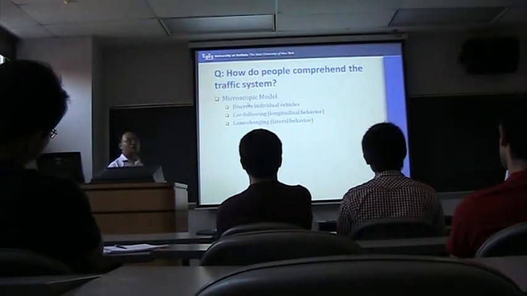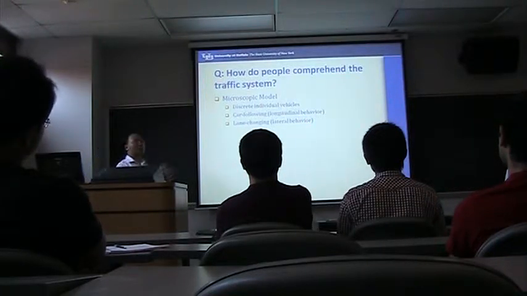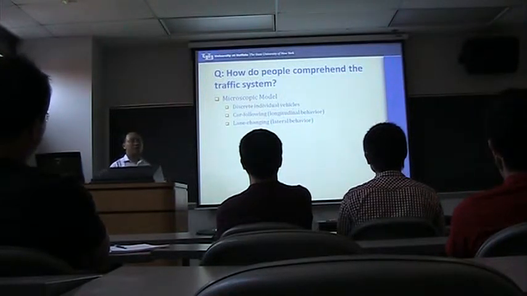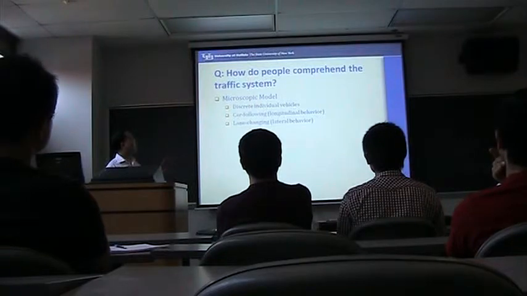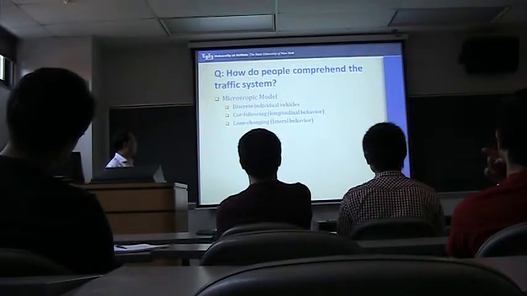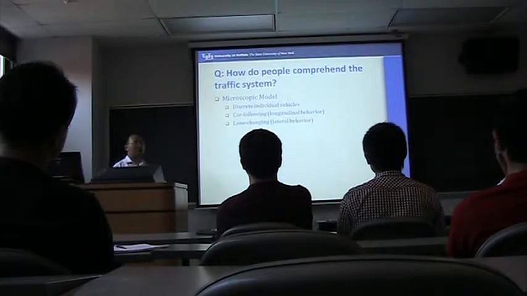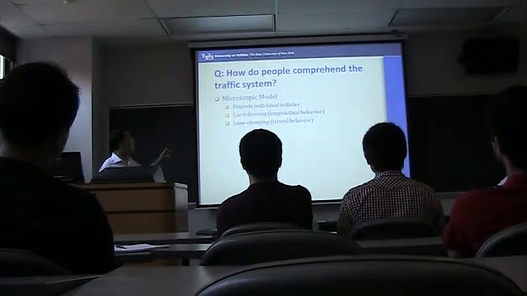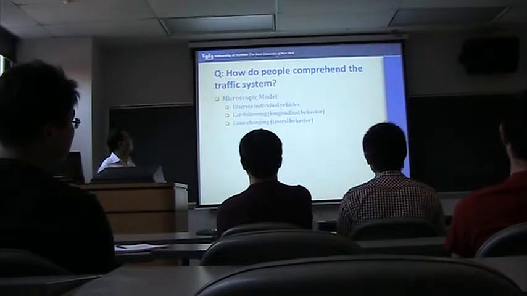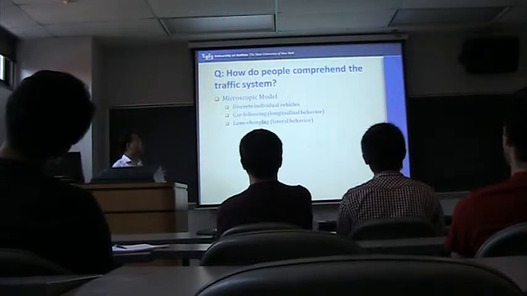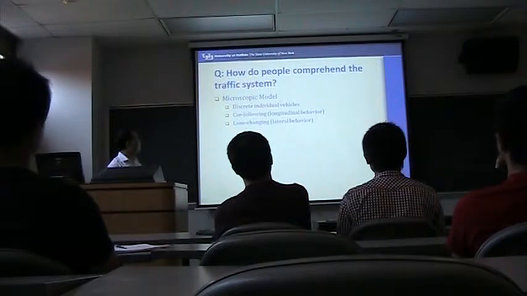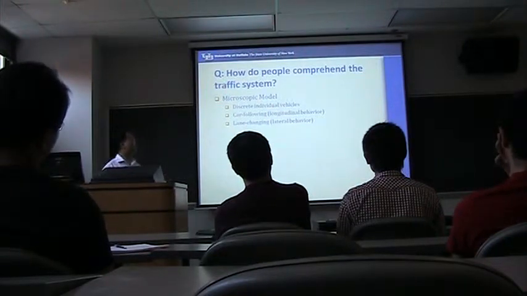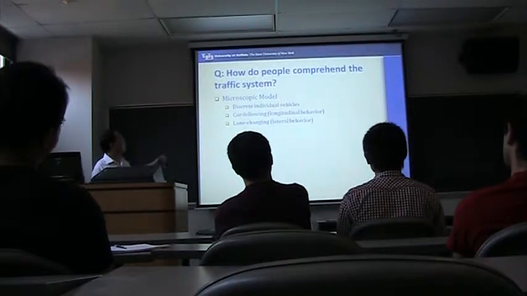A natural way of simulating the traffic system is called microscopic model. In microscopic model, you are just replicating the discrete individual vehicles that you see on your daily basis. So in microscopic model, you are modeling every individual vehicle. And each vehicle is moving according to two sets of rules. The first set of rules is called car-following logic. And it's modeling the longitudinal behavior of vehicles. The second set is called lane changing. It's the lateral moving behavior. So this is the microscopic model.